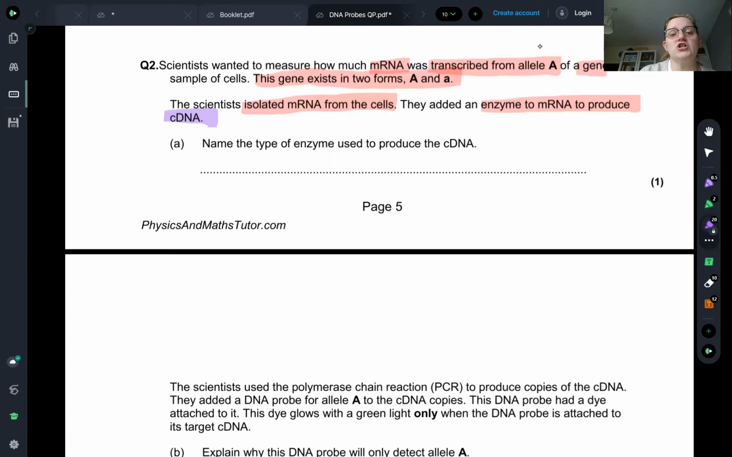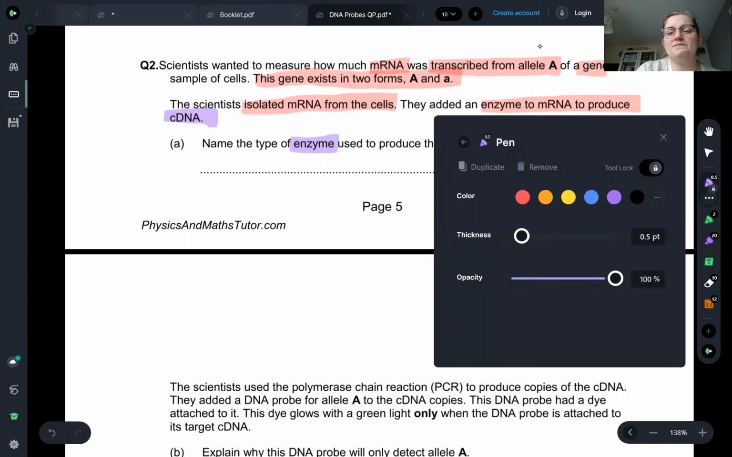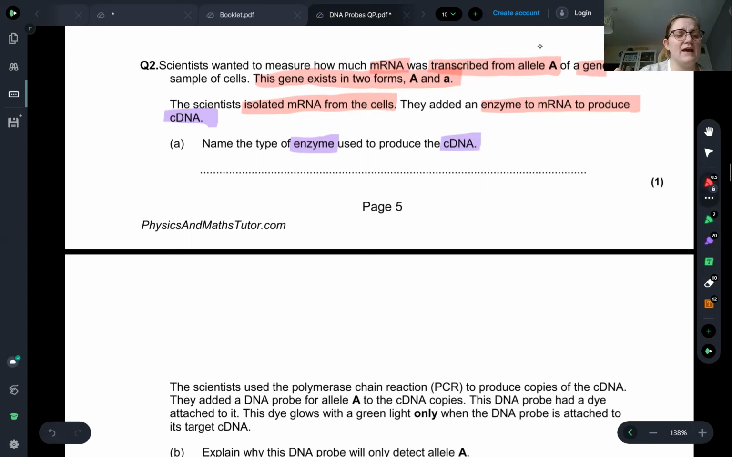The first part of this question asks us to name the type of enzyme used to produce the cDNA. So when we think back to what we've already talked about in this topic, if we're making cDNA, which is that complementary DNA, the enzyme that we use to produce cDNA is reverse transcriptase. And that is something that should come straight to the top of your head.